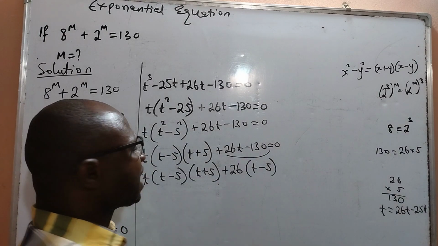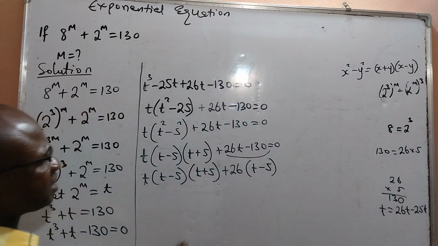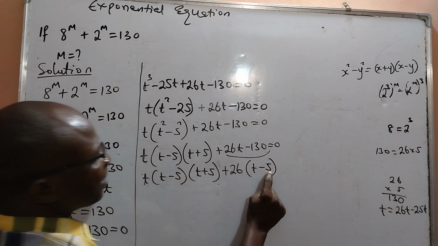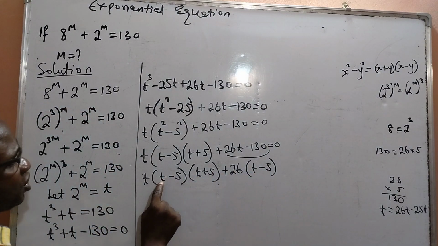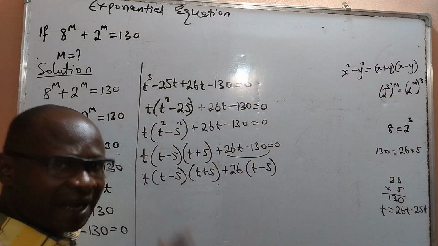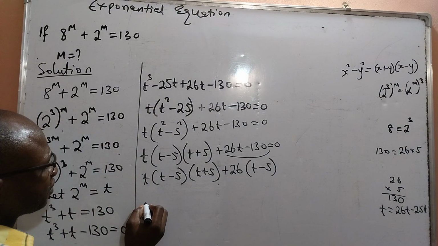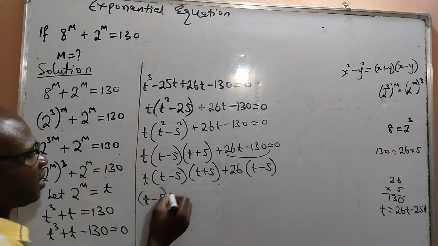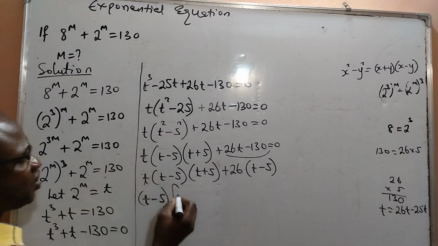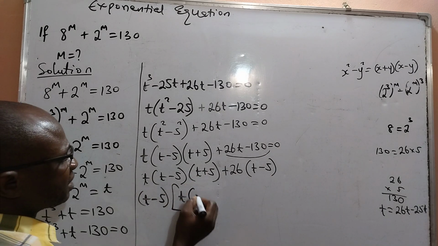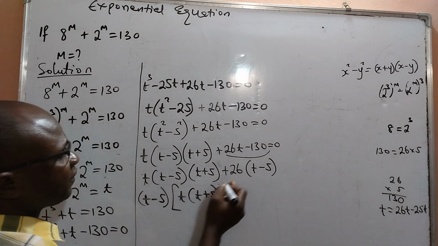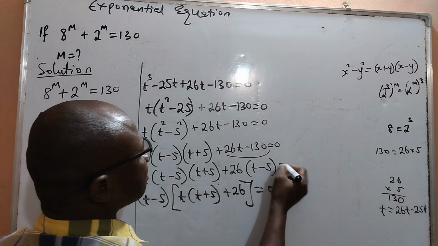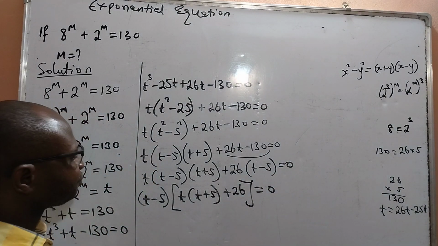So, what you can now see with me is that from the expression, t minus 5 is here, t minus 5 is here. I can factor it out to have t minus 5, and into the bracket I'll have this t multiplying t plus 5, then plus 26. Everything now is equal to 0.